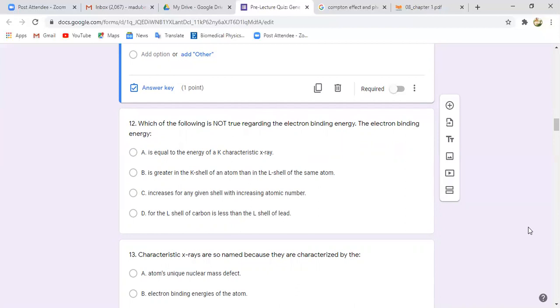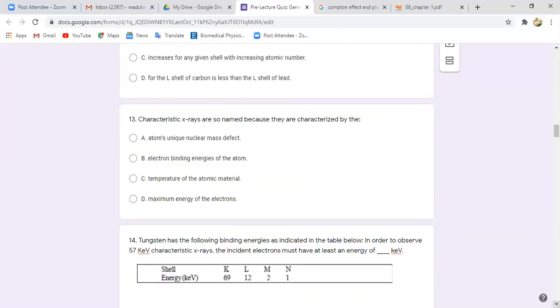A is equal to the energy of the characteristic, of course, which is very, very untrue. A is the characteristic X-rays are so named because they are characterized by the electron binding energies of the atom. Of course, electron binding energy of the atom, which is unique to every atom.